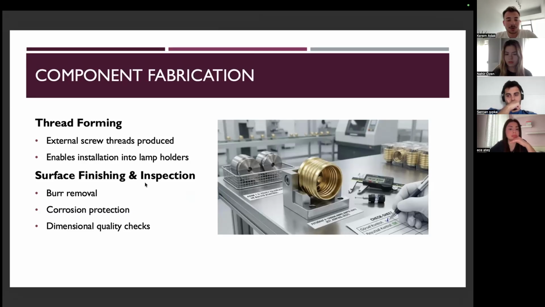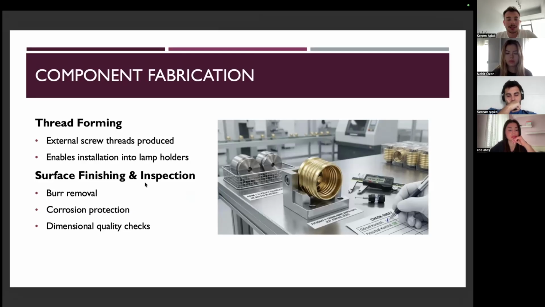Finally, the socket goes through surface finishing and inspection. Sharp edges are removed, the surface is cleaned, and protective coatings may be added to prevent rust. The finished parts are then checked to make sure they meet quality standards.